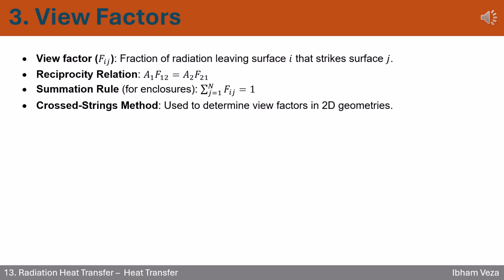Finally, there's a clever graphical trick called the crossed strings method. This is super useful for 2D shapes. It helps you find view factors by just counting how strings cross between lines. Think of it as a visual cheat code to avoid complicated math.